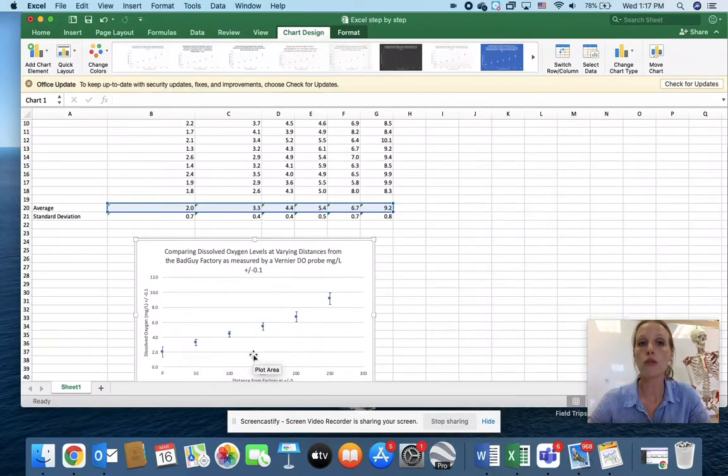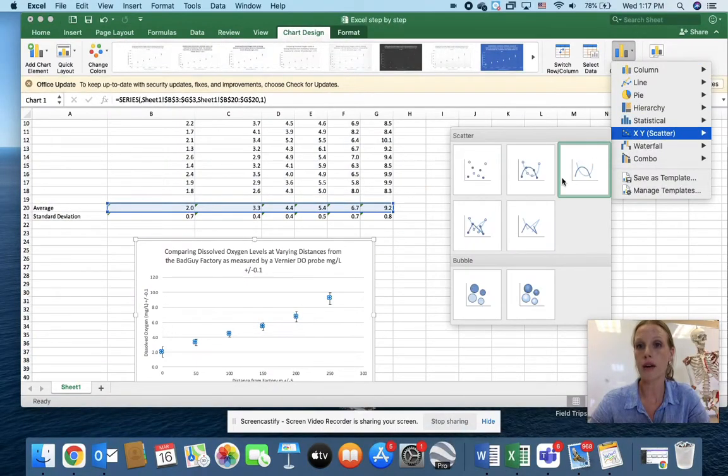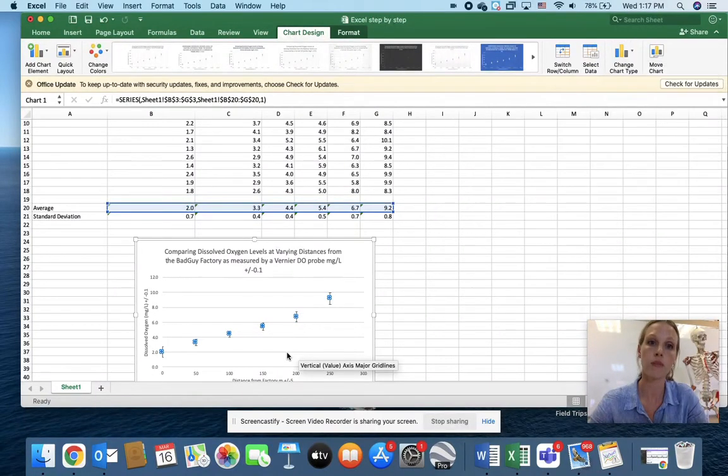I also changed, though, the type of graph that I use. And so in the data, you can see I selected an XY scatter, okay? Not a line, an XY scatter. And this allowed me to compare my distance from the factory to the dissolved oxygen levels. And this is the result.